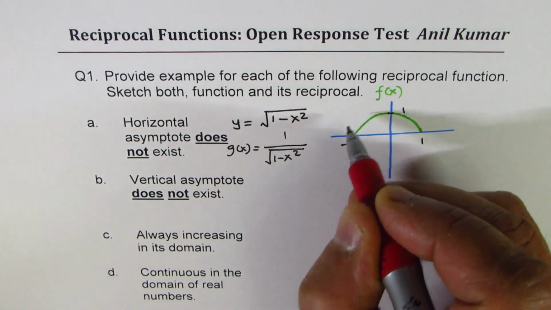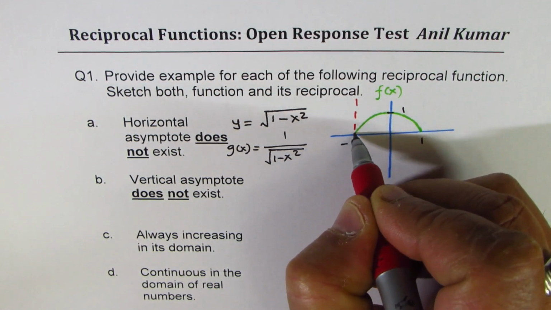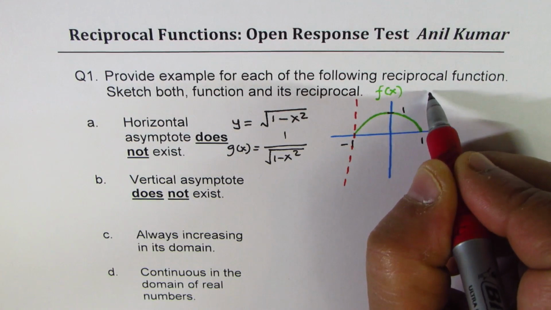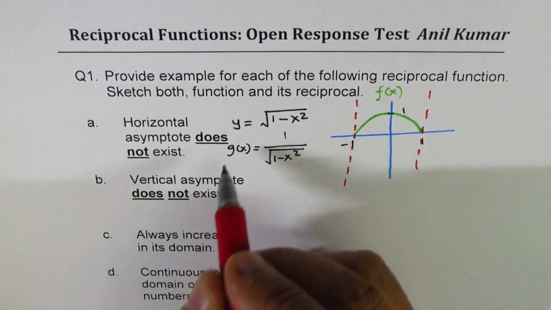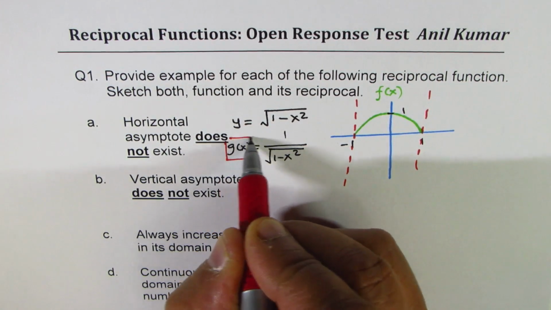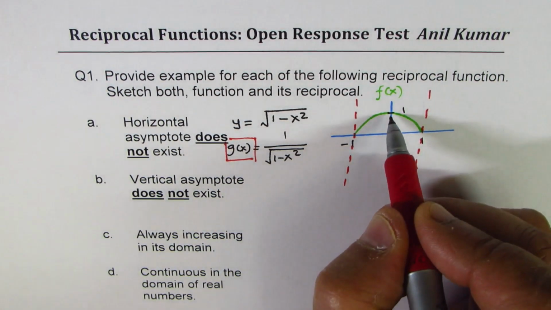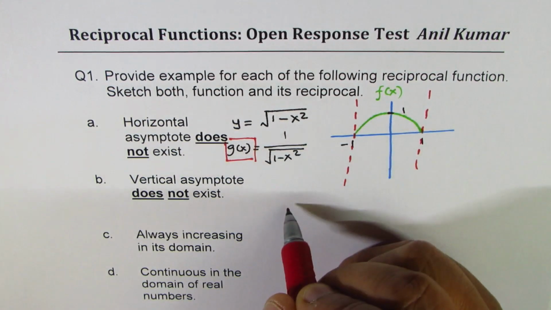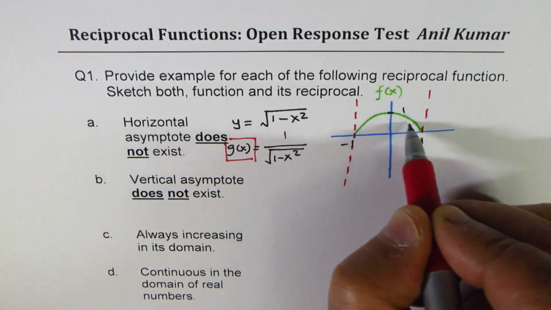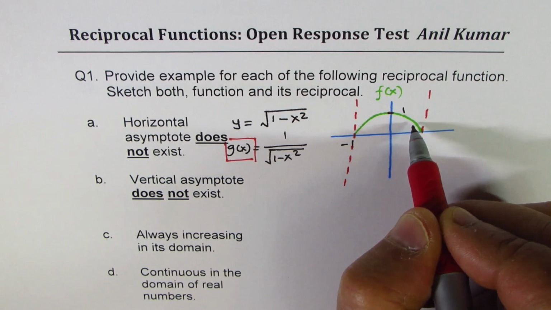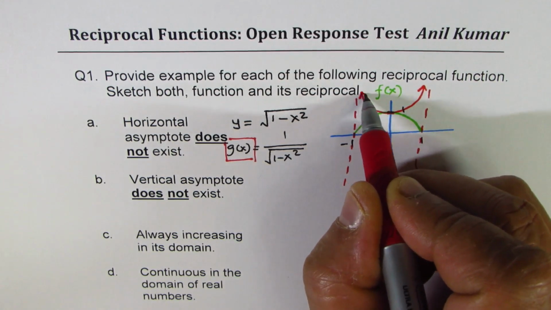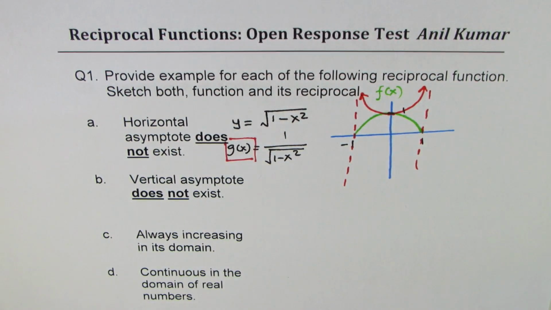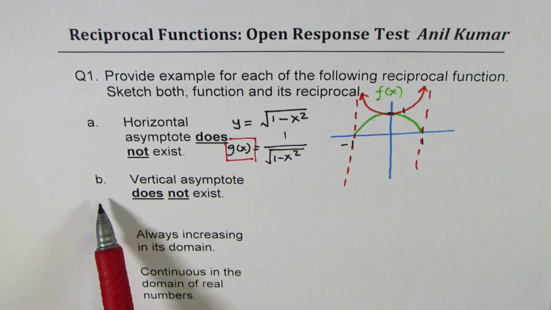Now, at the x-intercepts, we expect vertical asymptotes. So that becomes the vertical asymptote for g of x, which is shown in red here, right? The reciprocal of 1 is 1, so this point will coincide, and a positive reciprocal is going to be positive, so it will be kind of like this. You can clearly see that there is no horizontal asymptote. Perfect.